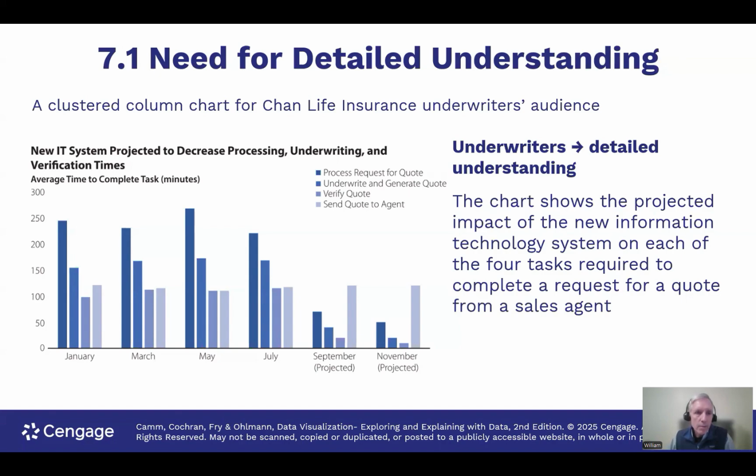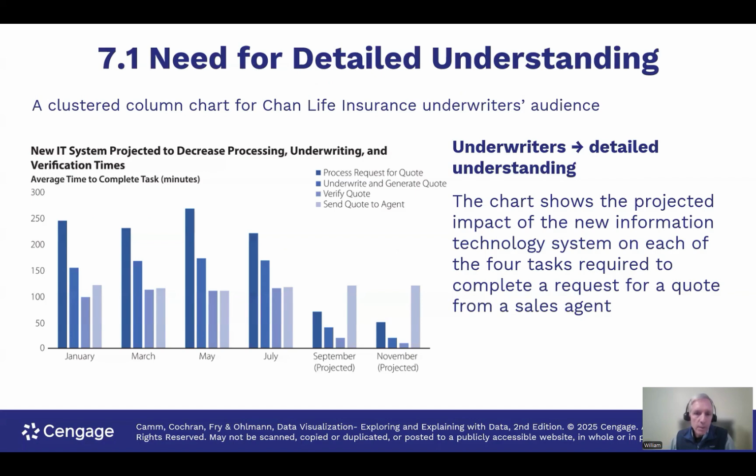It's a new IT system's projected decrease in processing, underwriting, and verification times. I've detailed each of the process steps by month: process request for quote, underwrite and generate quote, verify quote, and send quote to agent. I've detailed each of those process steps with different colored bars by month. What I'm saying is that in July it's going to start coming down and then drop dramatically by September. That's my projection for processing the request for quote, underwriting, generating the quote, and verifying the quote.